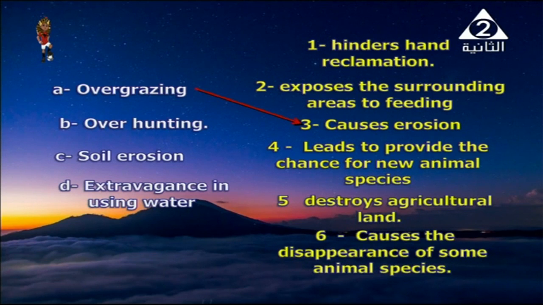For overgrazing, it causes erosion, of course, because it left the land without coverage, and the different agents of erosion start working on this area, so it leads to erosion. Overhunting, of course, it will cause the disappearance of some animal species. Soil erosion will destroy the agricultural land. Extravagance using water, it leads to hinders land reclamation.